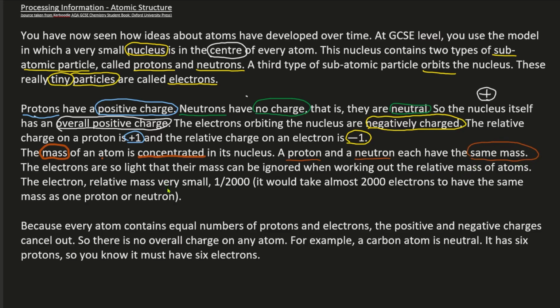The electrons are so light that their mass can be ignored when working out the relative mass of atoms. They are so light, that is very important. And I'm thinking of feathers, because feathers are quite light, aren't they? That's my visual that I'm thinking about.